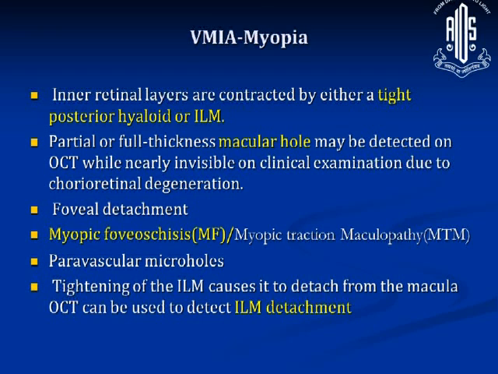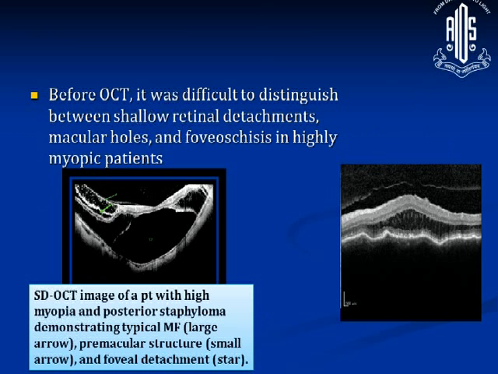But one important thing which has been described in literature and is talked about more nowadays is myopic tractional maculopathy, also known as myopic foveal schisis. Tightening of the ILM causes detachment from the macula, and OCT can sometimes reveal an ILM detachment in a myopic patient. You can see here a spectral domain image of a myopic eye with a posterior staphyloma demonstrating a myopic foveal schisis, as shown by a large arrow. It may be associated with foveal detachment and other changes.